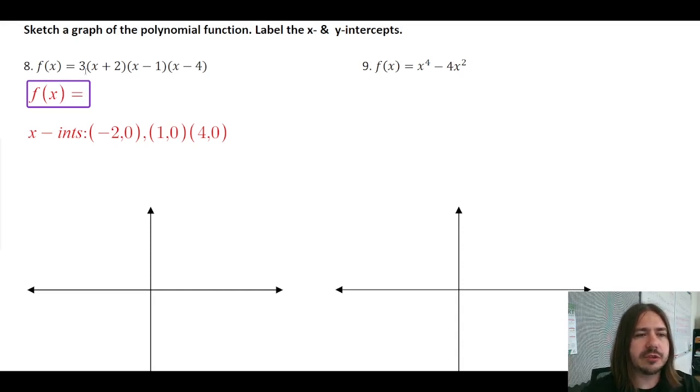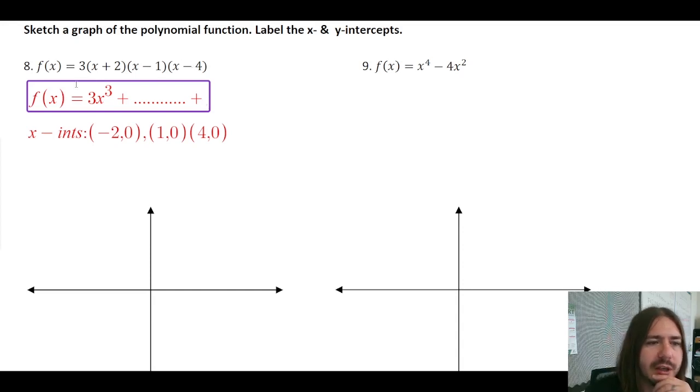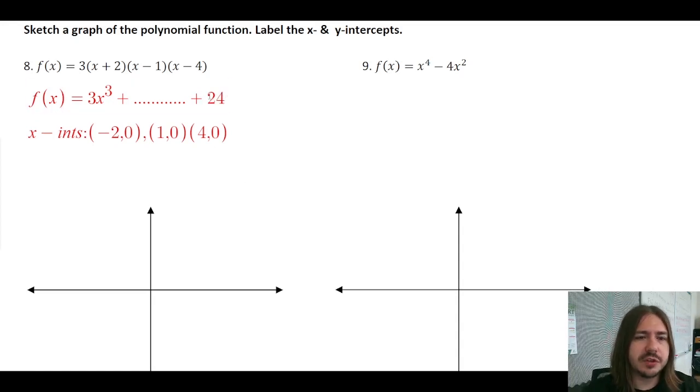So for that first term, I'm just going to multiply all the first terms. So 3 times x times x times x is going to be 3x cubed, right? And then I'm not going to multiply everything else. We'll just say that there's a bunch of stuff going on in between here. And then the last term, if we were to multiply everything out, we just multiply these last terms. So 3 times 2 times -1 times -4. Let's see if I can do this. 3 times 2 is 6, times -1 is -6, times -4 would be a positive 24. So that constant term is going to be 24.